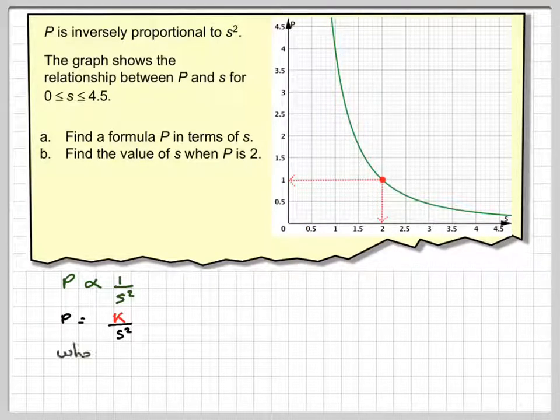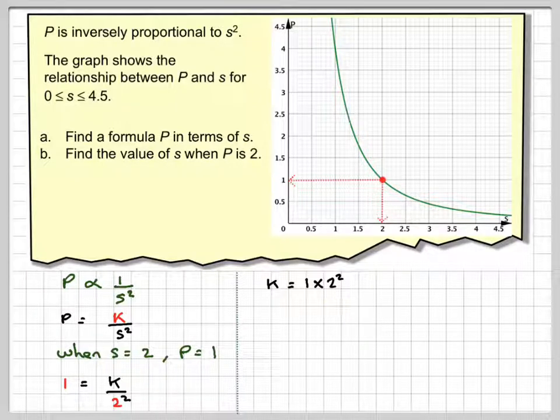So substituting in, when S is 2, P is equal to 1, we're going to get 1 is equal to K over 2 squared. Remember, it's 2 squared because it's S squared. That means that K will be 1 times 2 squared. That's 1 times 4, so K is 4. So going back and putting my value of K in, my formula is P is equal to 4 divided by S squared. Then we're asked to find the value of S when P is equal to 2.